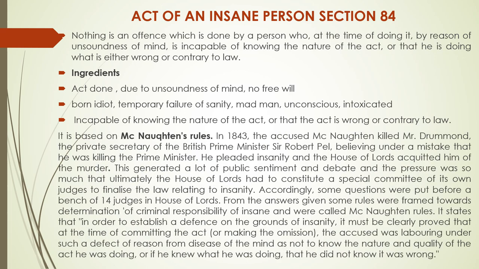Section 84 of IPC is based upon the principle of Macnaughton rules of England. In 1843 in England, the accused Macnaughton killed Mr. Dormont, the private secretary of British Prime Minister Sir Robert Peel, believing under a mistake that he was killing the Prime Minister. He pleaded insanity and the House of Lords acquitted him of the murder.